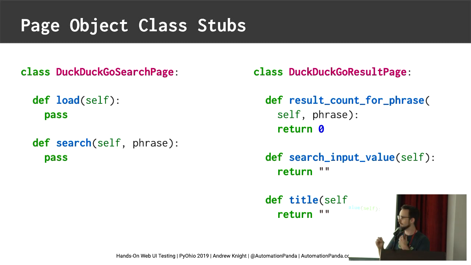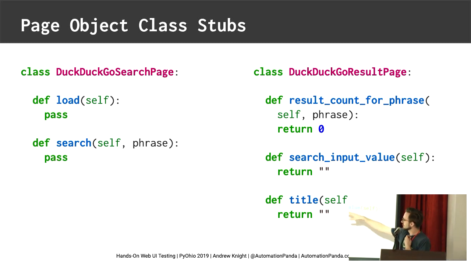My results page, I have three methods as well. I have a method that gets the result count for a phrase. What this would be is to say, hey, go to my page and tell me how many of those links actually contained my search phrase. What I'm going to say for my assertion is, okay, as long as I get some links that match my search phrase, I'm going to plant the flag and call victory, right? Because that's a good enough check to know that my results were somewhat good, right?